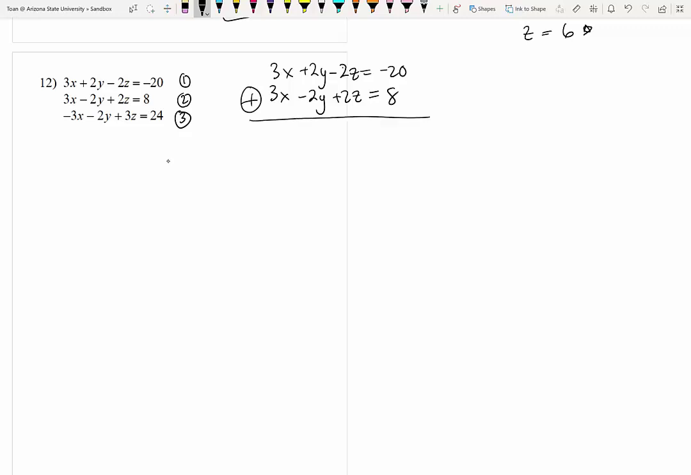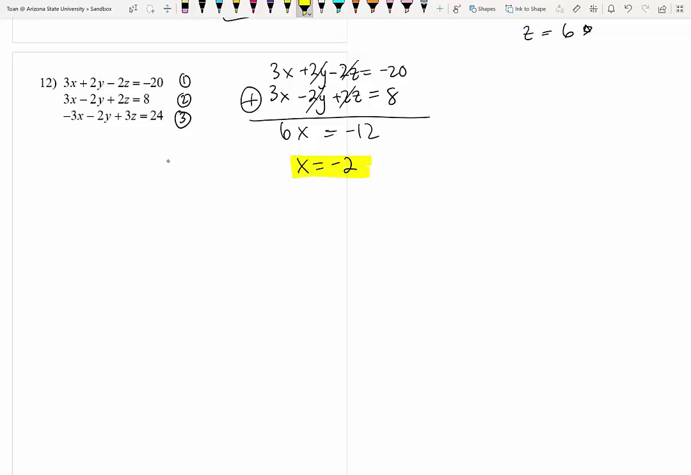So just go ahead and add it as is. Gives us 6x equals negative 12. Now this is a special case. We had multiple variables cancel out. We should be happy. That means it's less work for us. So I can immediately solve for x. So this gives me x equals negative 2.